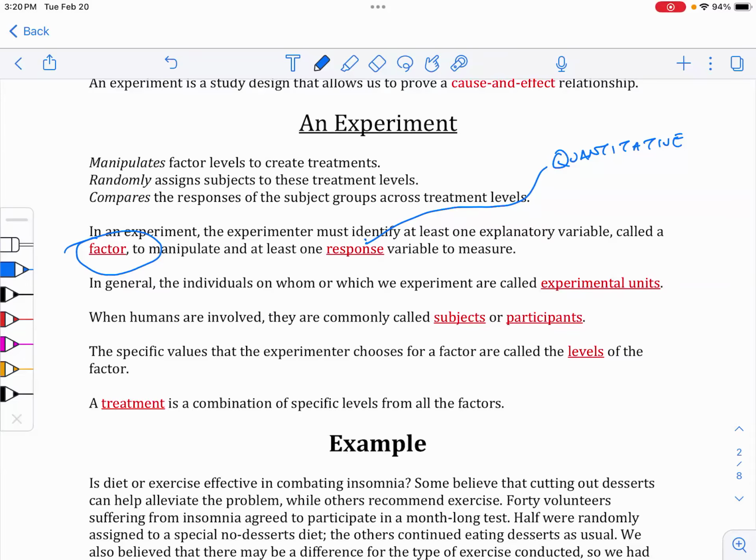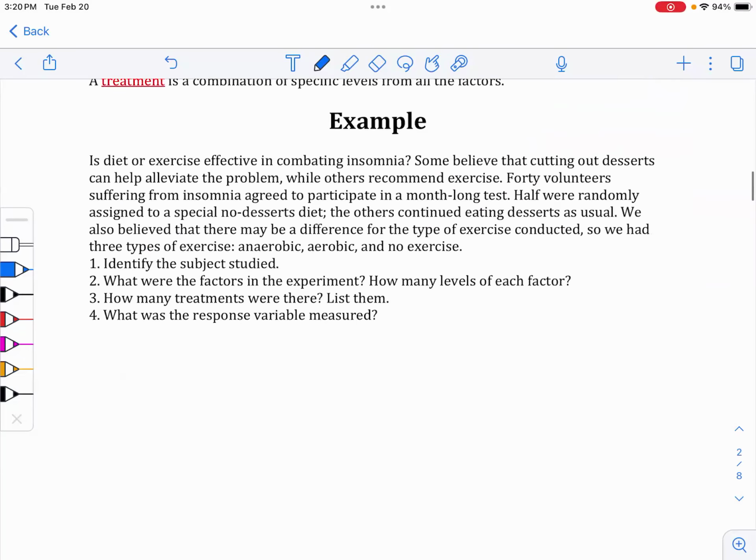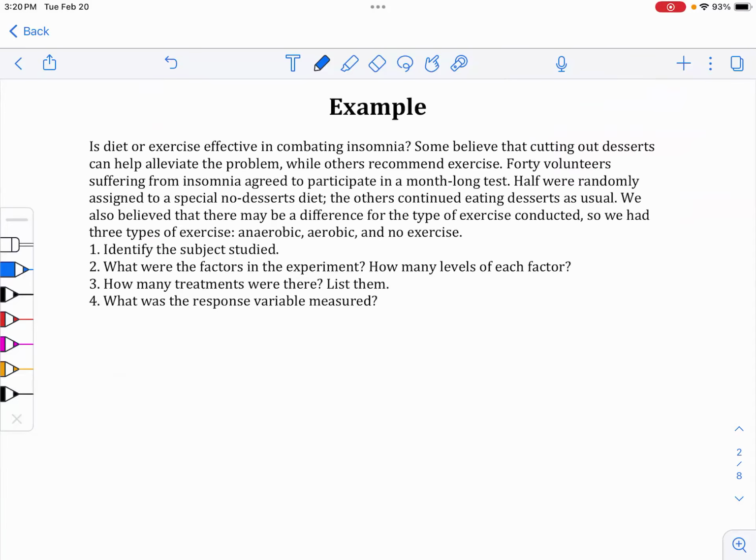Let's look at an example to apply all these words. Is diet or exercise effective in combating insomnia? Some believe that cutting out desserts can help alleviate the problem, while others recommend exercise. 40 volunteers suffering from insomnia agreed to participate in a month-long test. Half were randomly assigned to a special no desserts diet. The other half continued eating desserts as usual. We also believe that there may be a difference for the type of exercise conducted. So we had 3 types: anaerobic, aerobic, and none. So identify the subjects.